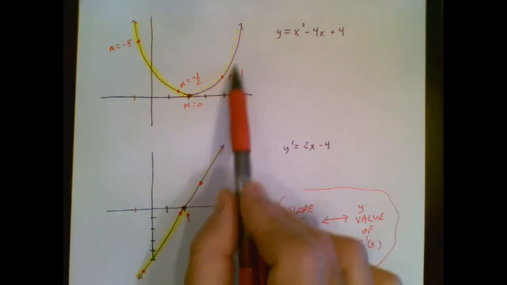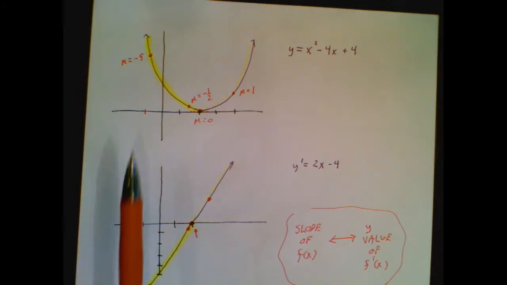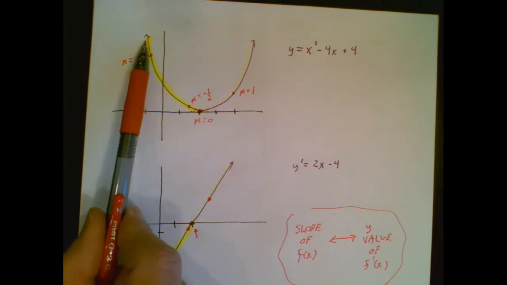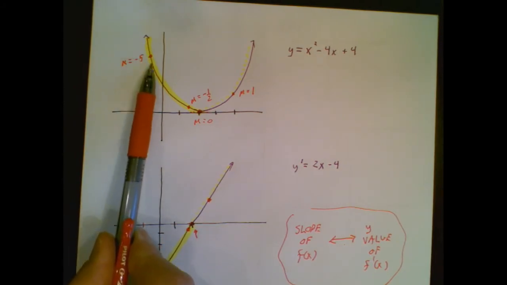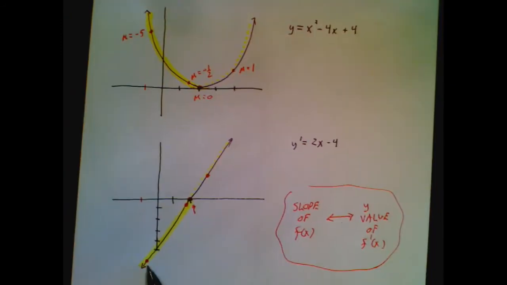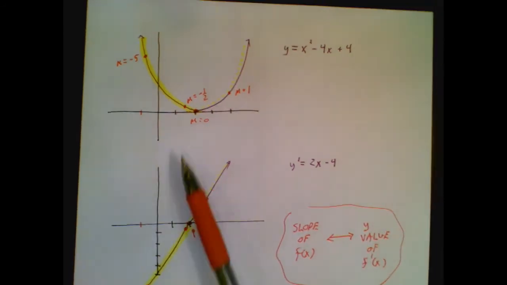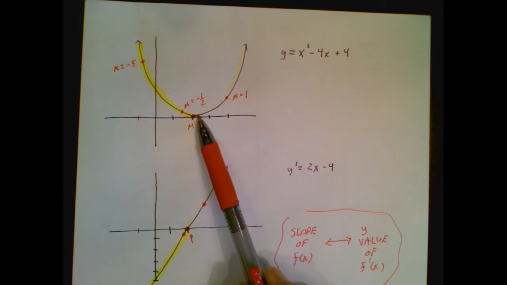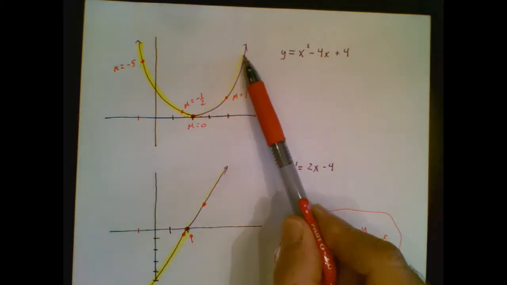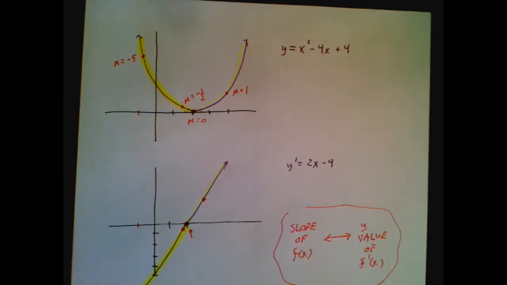So you could get literal numbers and make that work, or you could just be a little loosey-goosey. My slope is very negative right here, but it's getting less and less negative until the slope is 0. My y value is very negative, but my y values are getting less and less negative until they're 0. My slope is barely positive, but gets more and more positive. My y values are positive, and they're getting more and more positive.